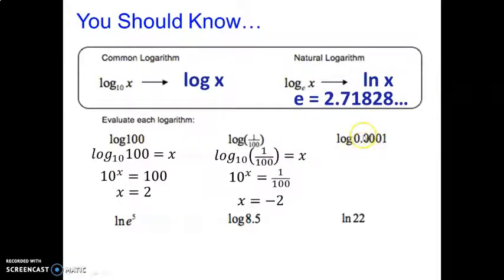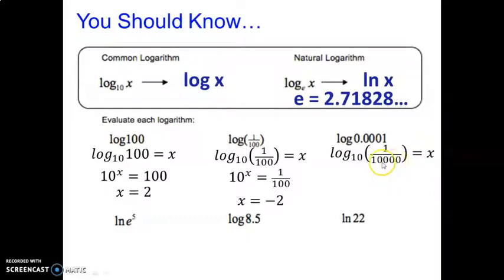These ones, you need to be able to convert this into a fraction. And this one can be converted into 1 over 10,000. This is 1/10,000th, so that's what we have here. So now again, you're thinking 10 to some power gives us this. And you know it's going to be a negative power because this is in the denominator.